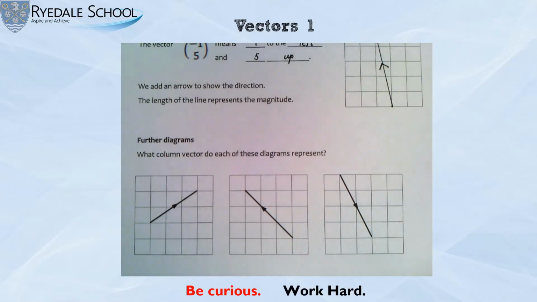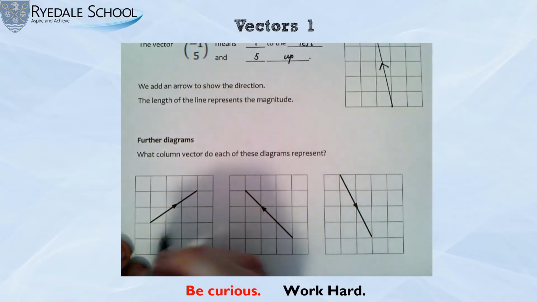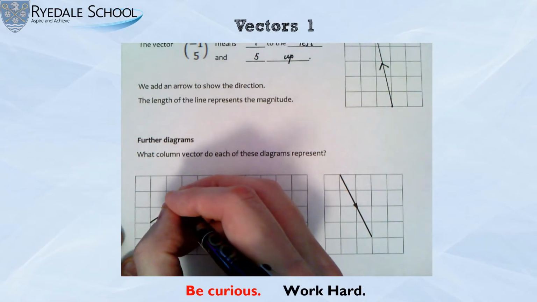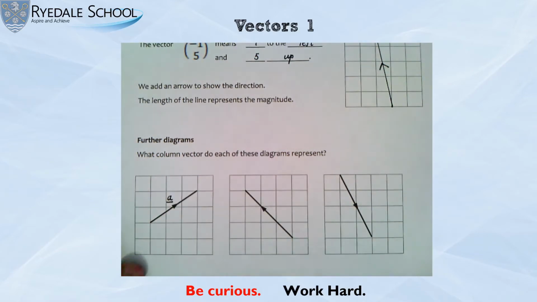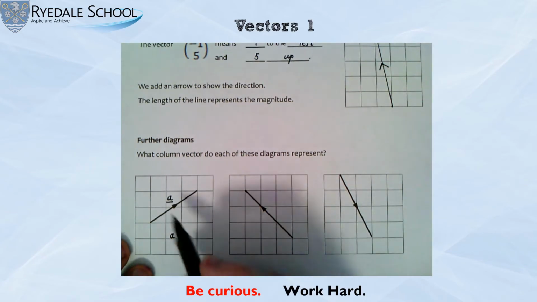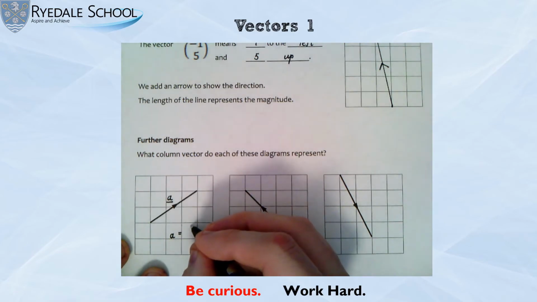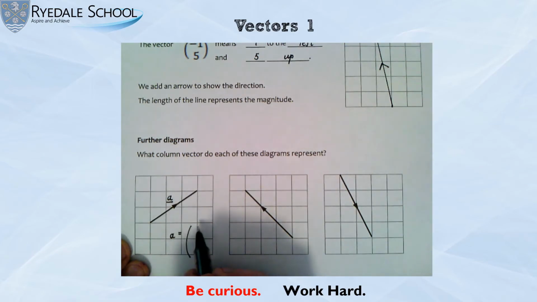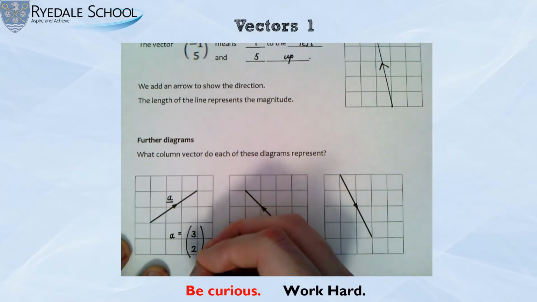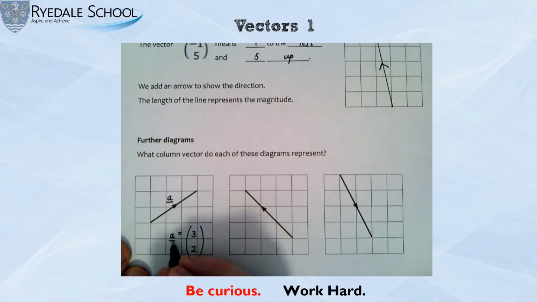Okay, so I'm going to show you a little bit of notation, so you might just need to add a little bit more to yours. I'm going to call this vector A, and I can see with the direction of the arrow that A is going 3 to the right, so that is 3, and 2 up, which is 2. So vector A is (3, 2).